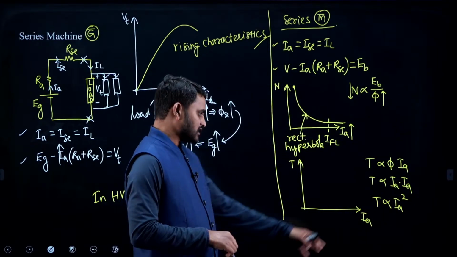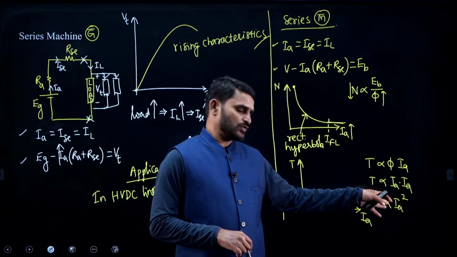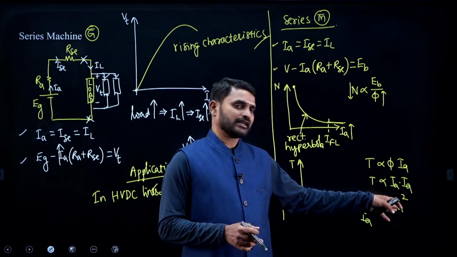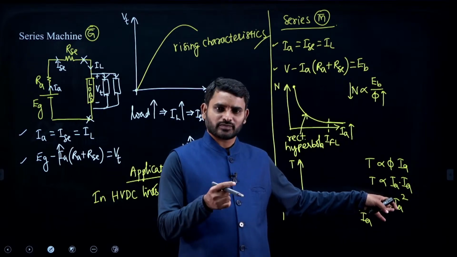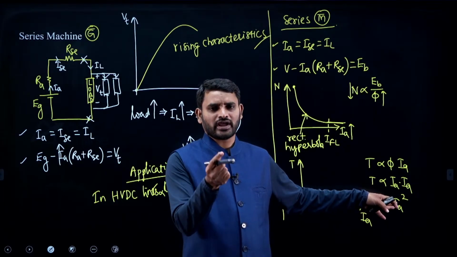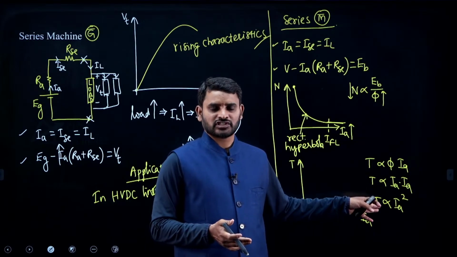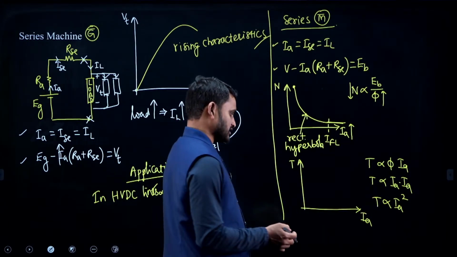So they will ask questions on this. A series motor is producing a torque of 240 Newton meters for a current of 10 amperes. If the current is increased to 12 amperes, what is the torque produced by the series motor? That kind of questions they will ask.